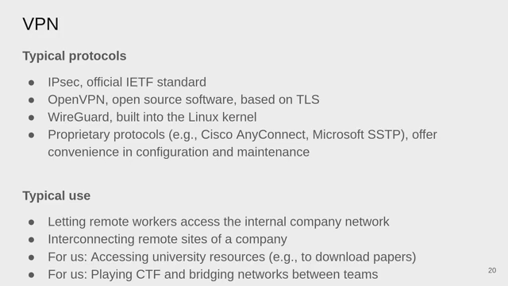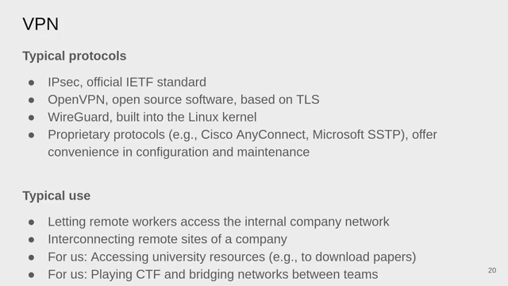Typical protocols for VPN are IPsec, which is the official standard. OpenVPN, which is open source software based on TLS, which implements a TLS connection to encapsulate the IP traffic. WireGuard, which is built into the Linux kernel, gets a very nice speed. And then you've got a bunch of proprietary protocols such as Cisco AnyConnect, Microsoft SSTP, and whatnot, which give you a nice graphical user interface to configure and make maintenance a bit easier. EPFL uses Cisco AnyConnect, if you've been wondering or using it.